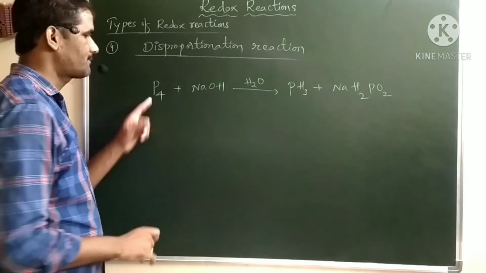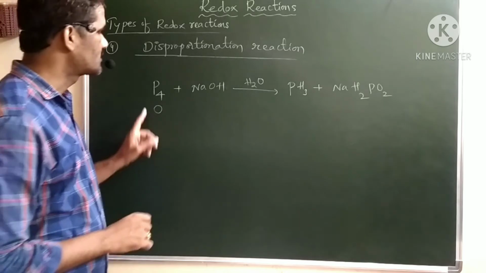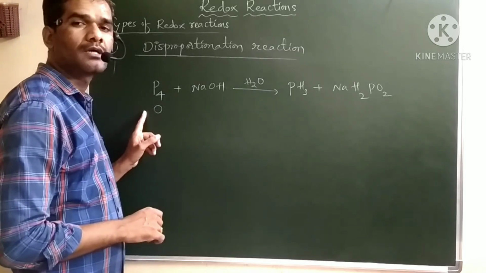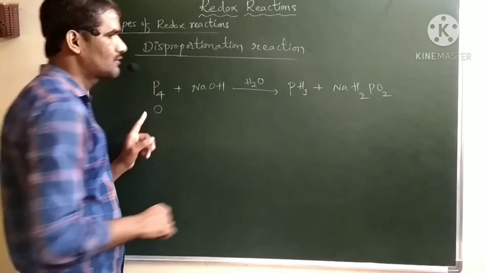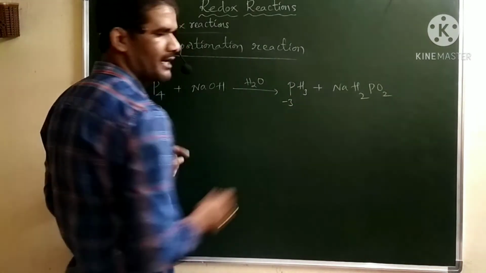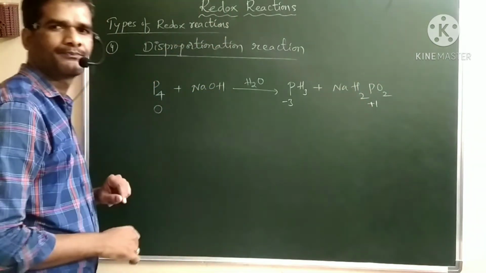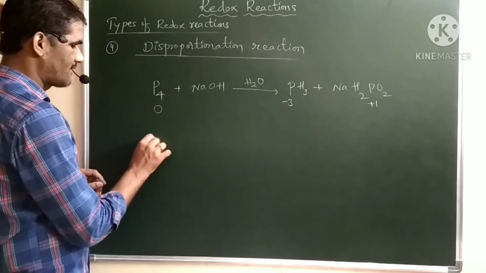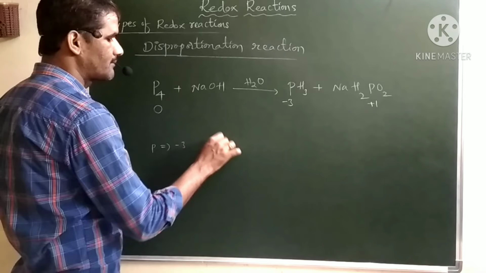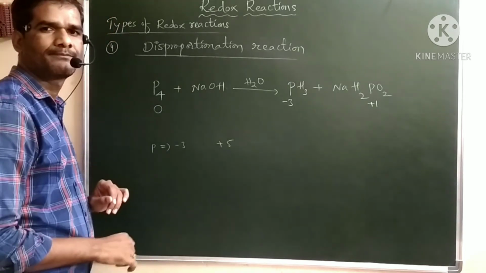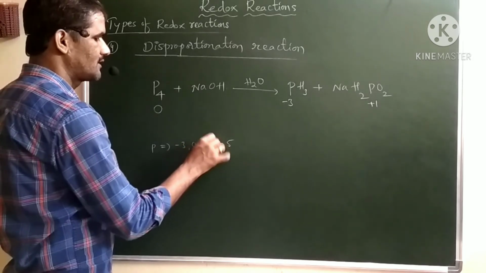Now see this reaction: phosphorus in its elemental state has oxidation state 0. This phosphorus undergoes both oxidation and reduction simultaneously, the same phosphorus element. Here 0, in this case phosphorus oxidation state -3, and in this case the oxidation state of phosphorus is +1. Now we know that phosphorus has variable oxidation states. The minimum oxidation state is -3 and the maximum is +5. In between we can have 0, +1, +3, etc.